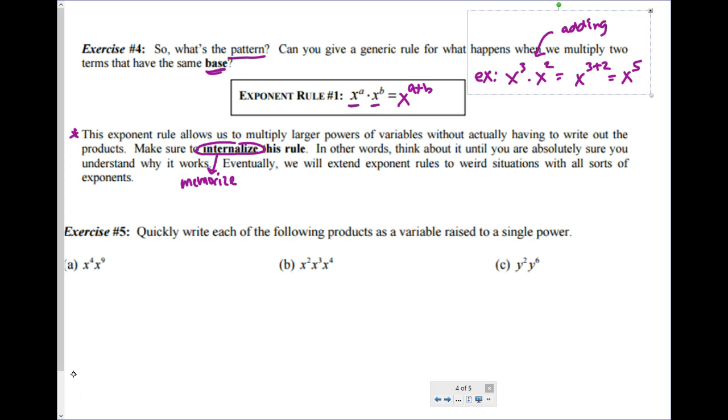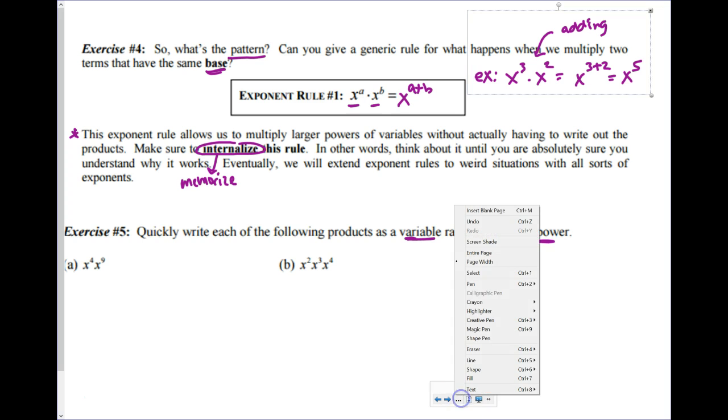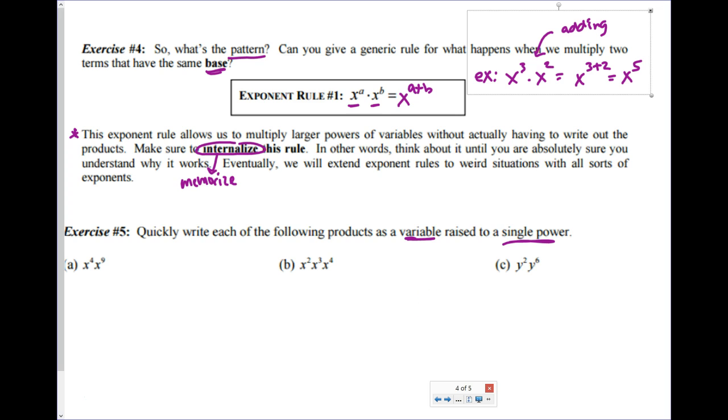So exercise 5 says, quickly write each of the following products as a variable raised to a single power. So let's take a look at A. A says x to the 4th times x to the 9th. Well, if I use my exponent rule number 1, I can say this is the same thing as x to the 4th plus 9, and 4 plus 9 is 13. So I could find this answer without having to write out 4 x's and 9 x's. Saves a lot of time.